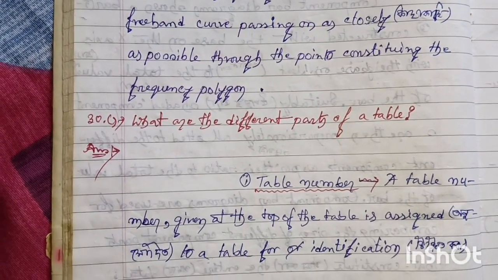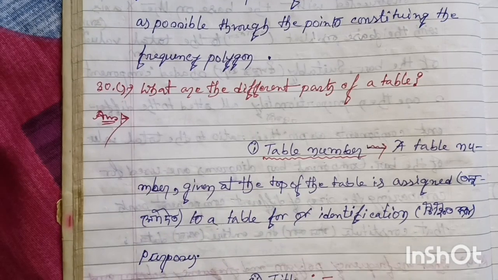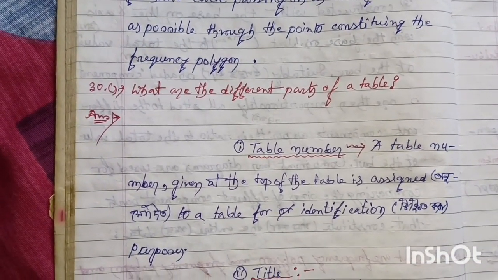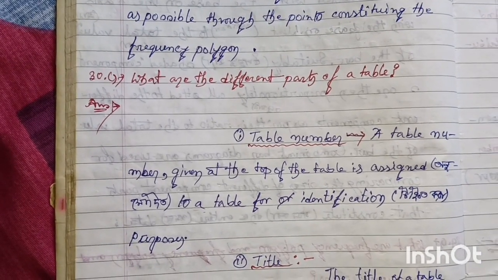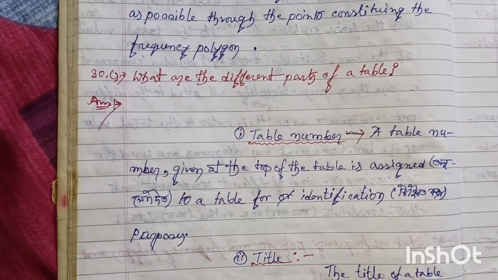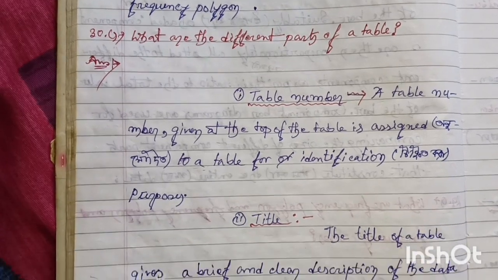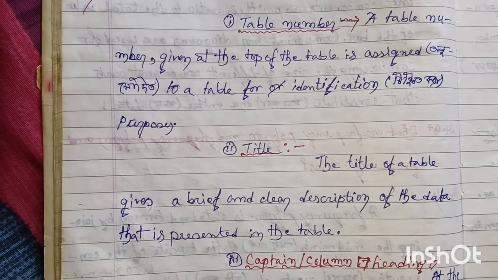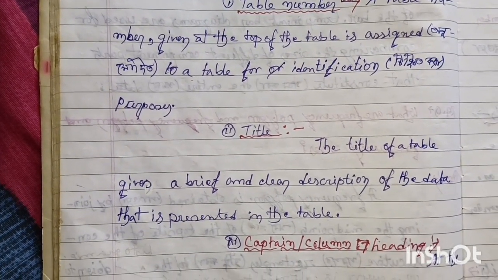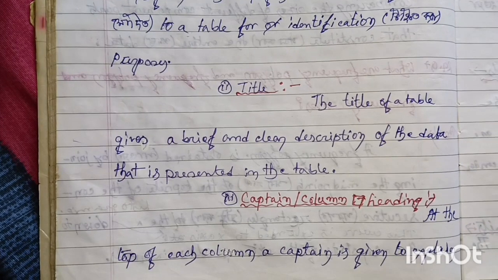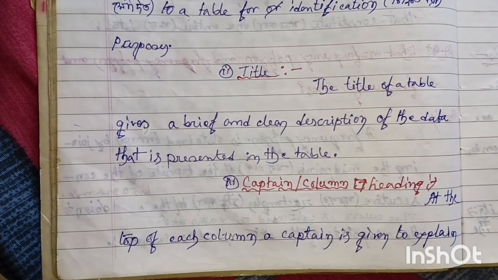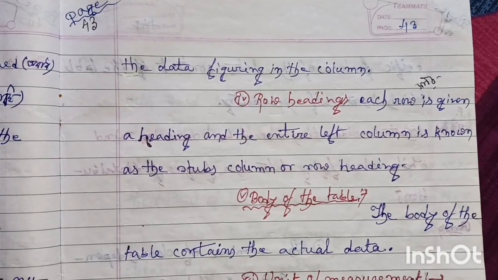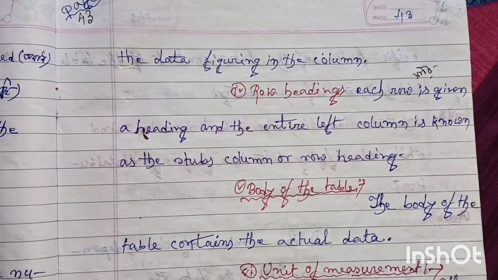Question number 30. What are the different parts of a table? Answer. Number 1. Table number. A table number, given at the top of the table, is assigned to a table for identification purposes. Number 2. Title. The title of a table gives a brief and clear description of the data that is presented in the table. Number 3. Caption or column heading. At the top of each column, a caption is given to explain the data figuring in the column. Number 4. Row headings.